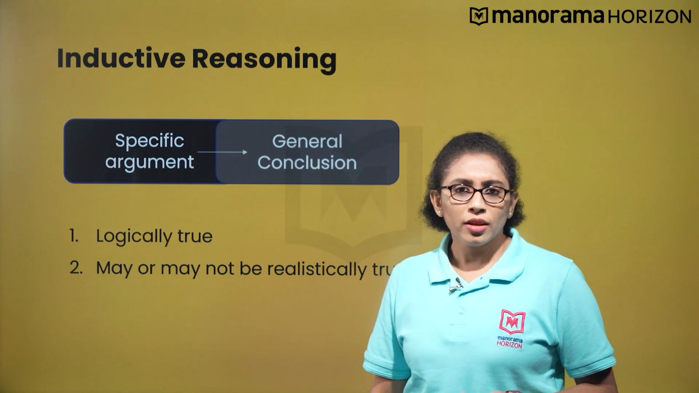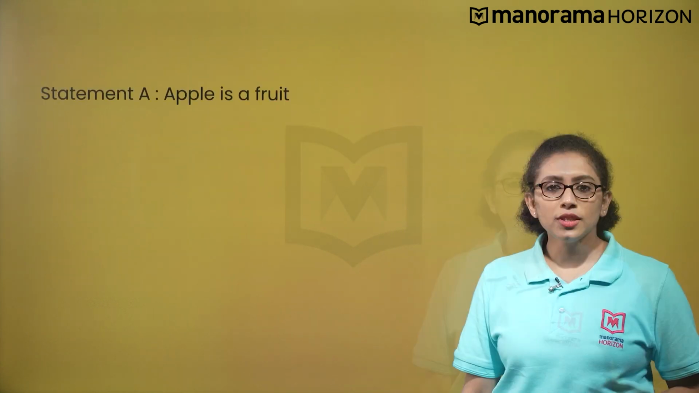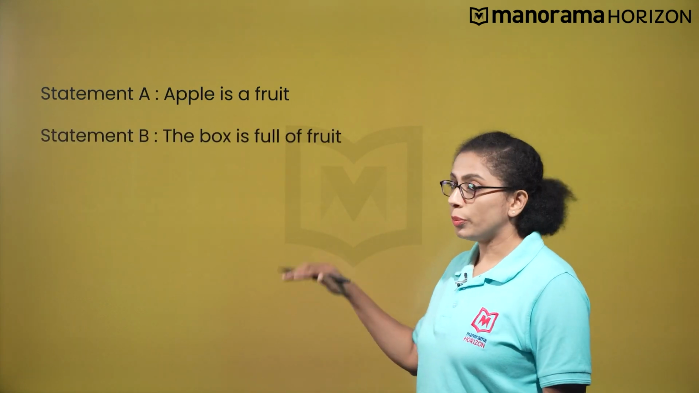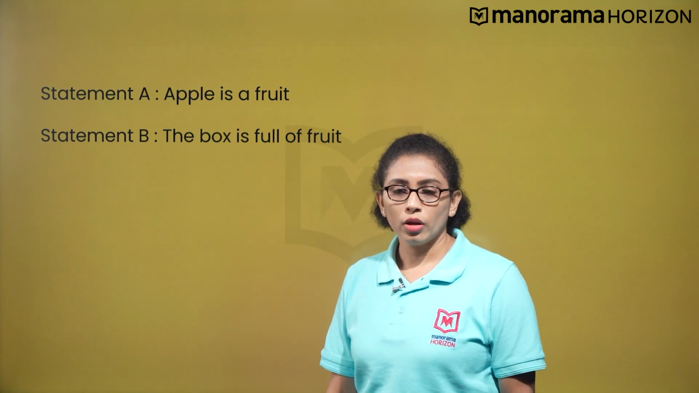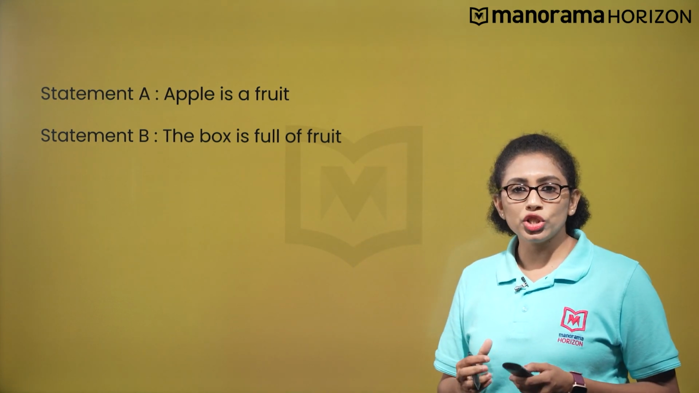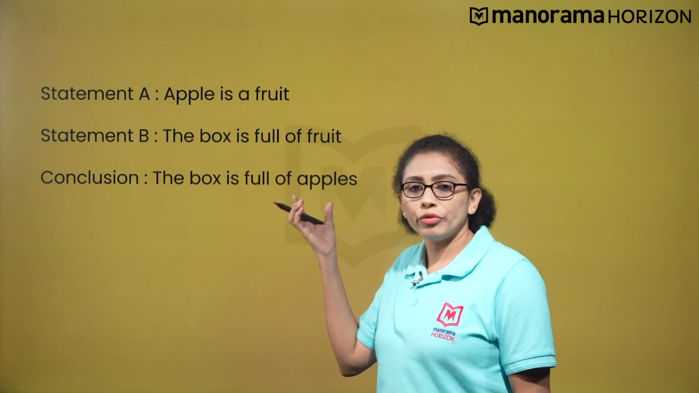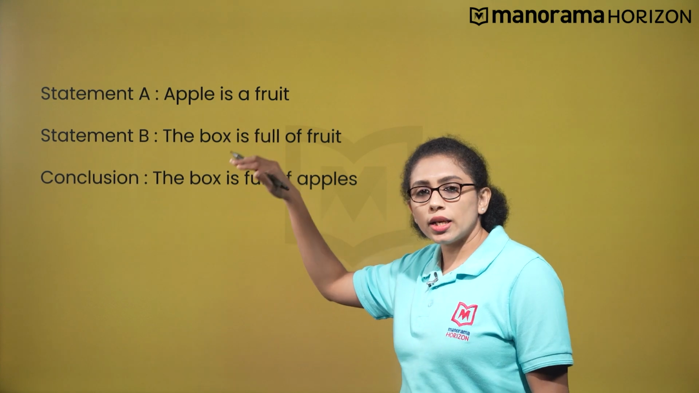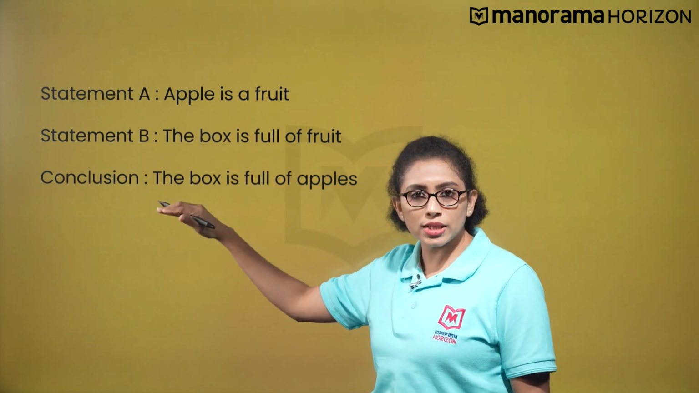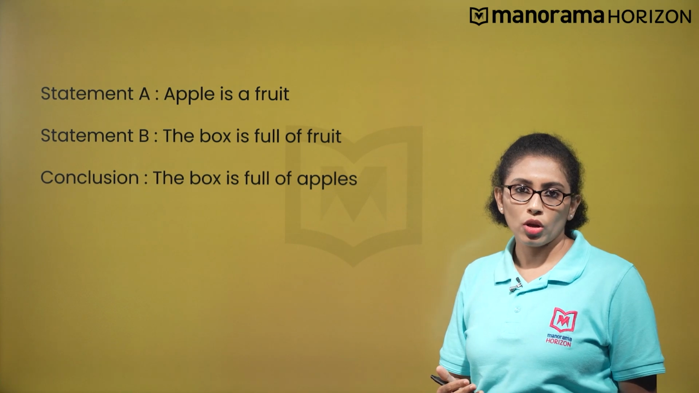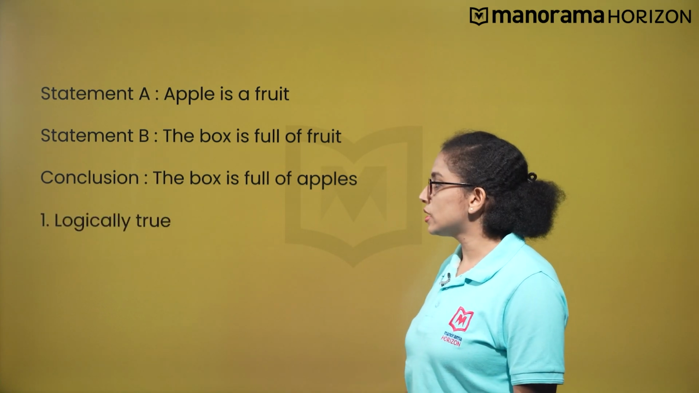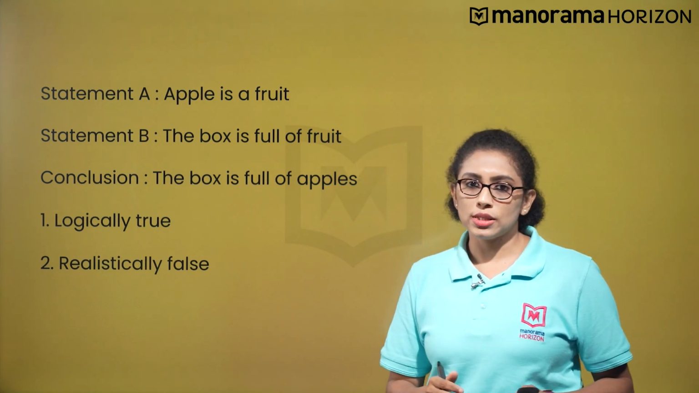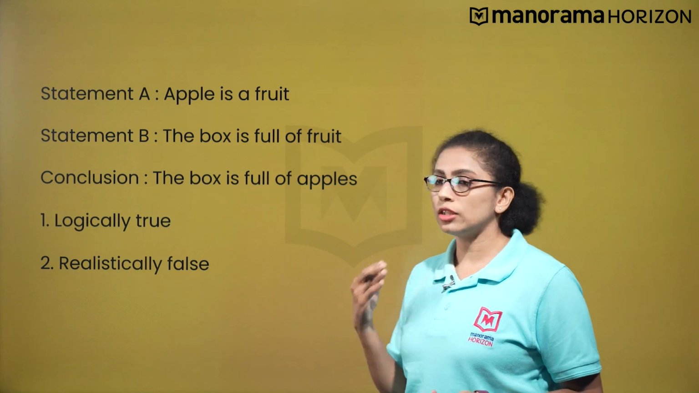What does it mean? Consider the statement A. Apple is a fruit. Statement B. The box is full of fruit. Now, we draw a conclusion that the box is full of apples. Here the statements are true and the conclusion drawn from the general statements is logically true. Although the conclusion is logically true, it can be realistically false if the box contains any other fruit.